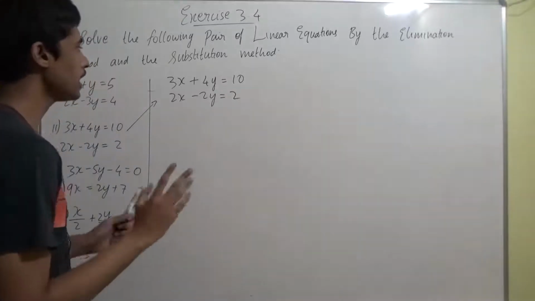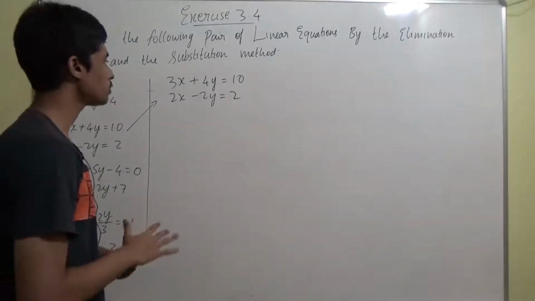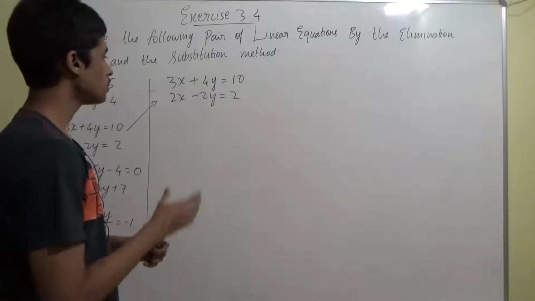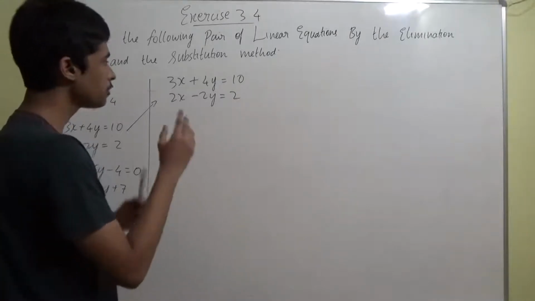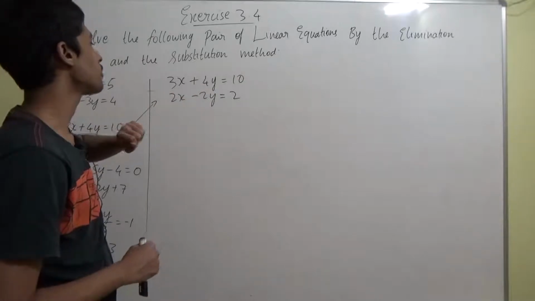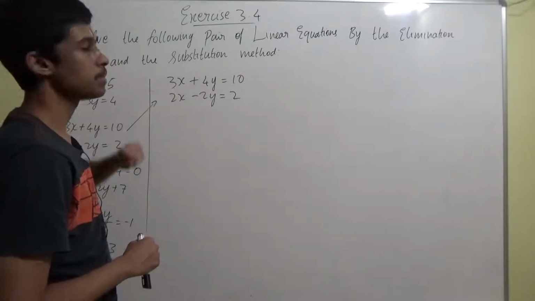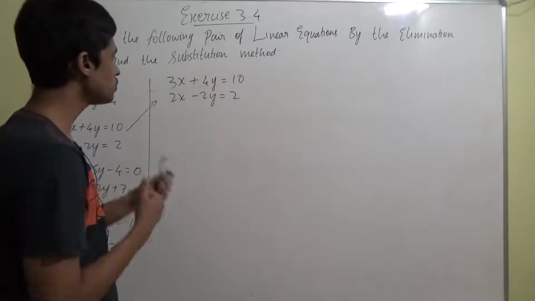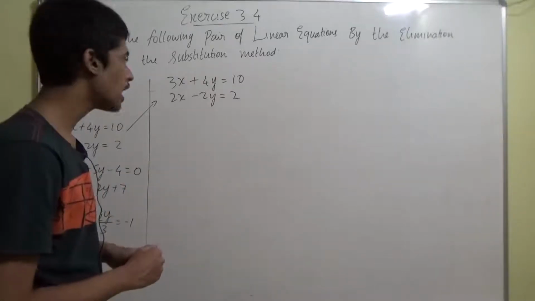Now first method is elimination. As I said, in elimination, what should happen? The value of any term should become the same. Getting it? If it is 4y, even this one should become 4y. If it is 3x, even this one should become 3x, because only then it will be easy to eliminate that by subtracting or adding it, right?